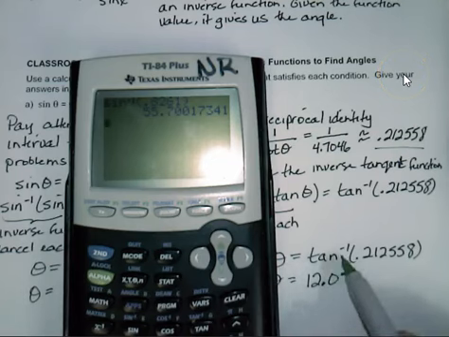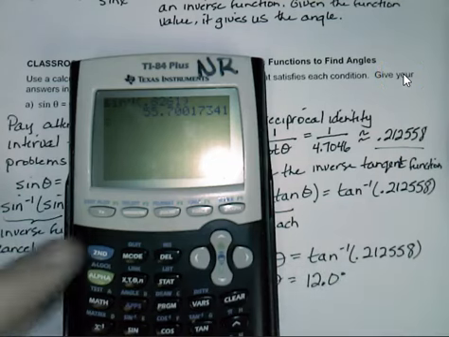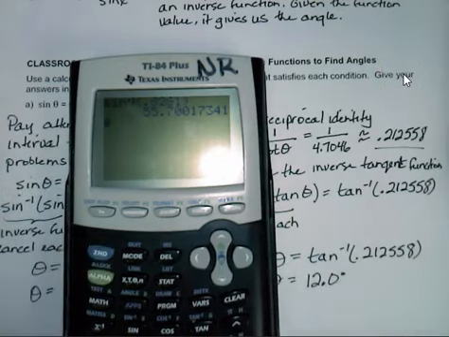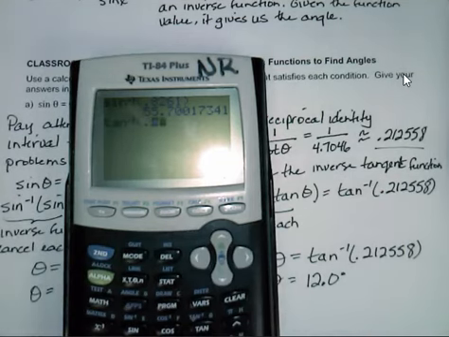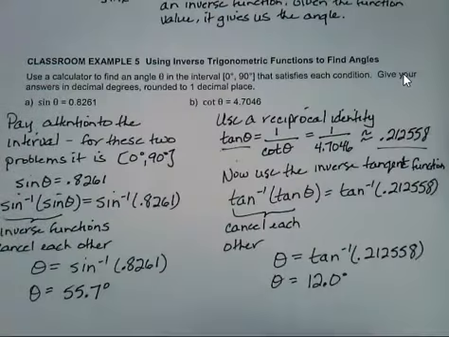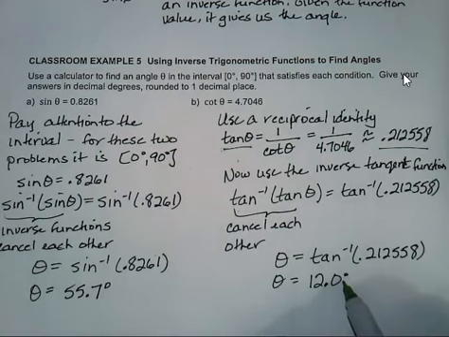So on this side I have the inverse tangent of this value. I'm going to use second and the tangent key to get inverse tangent, and then I'm just putting in that value. And I get 12 degrees. If I round that to 1 decimal place, it's 12.0 degrees.